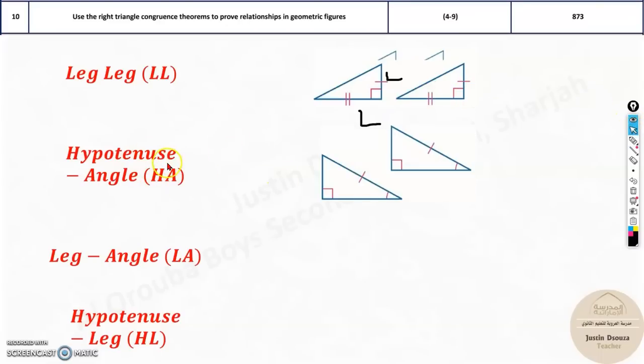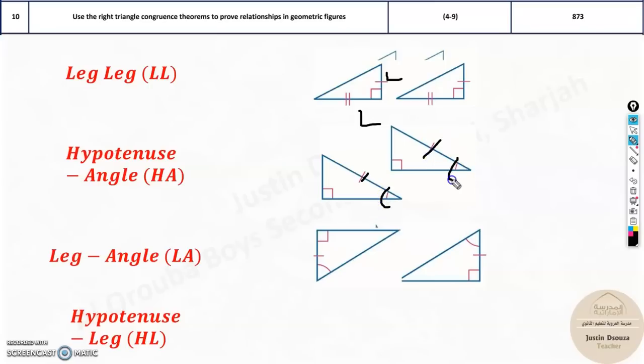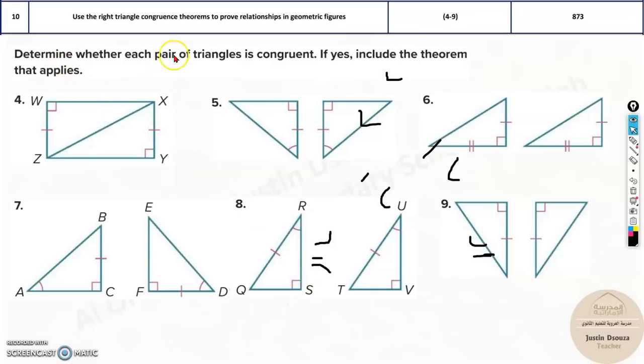Now, similarly, if you have a hypotenuse and an angle, it doesn't matter which angle, this or this, if you have the hypotenuse of a right angle triangle and then the angle, then again it is congruent. Or if you have a leg and an angle, but this is important, this is the 90 degree, right? The leg and angle must be placed like this, the same way over here. Then we can say this is also congruent. And lastly, we have hypotenuse and a leg, that is the hypotenuse and any of the legs, that will be congruent as well.